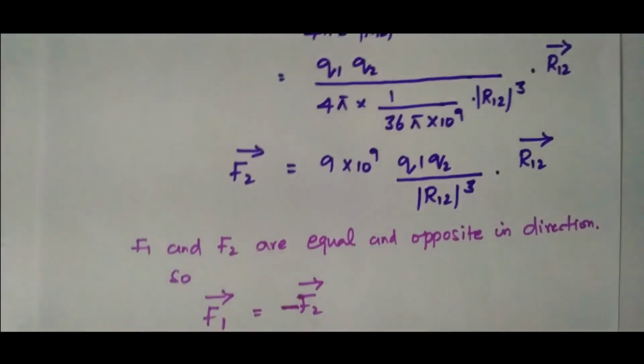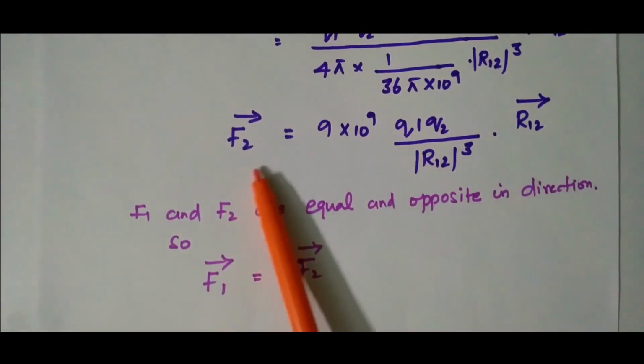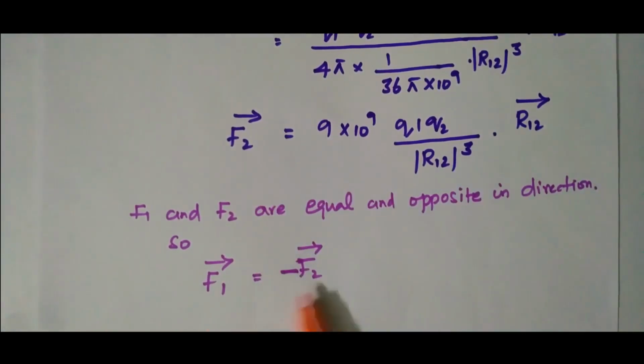Then what about the first force, F1? We got the expression for F2. What about F1? Both are equal and opposite. So F1 vector equals minus F2 vector, right? Because both are equal and opposite, F1 can be expressed as minus of F2.